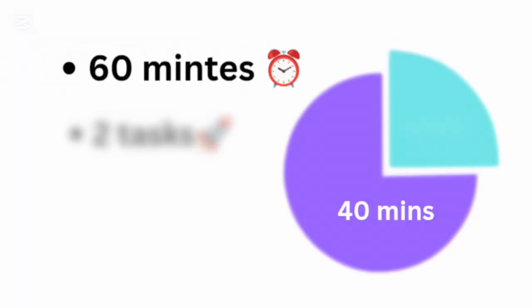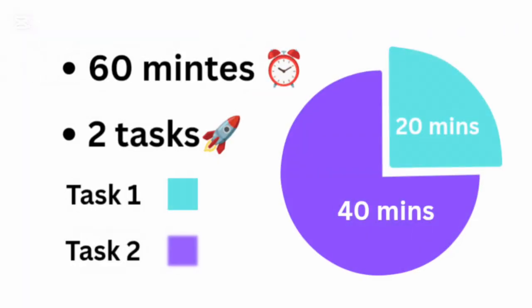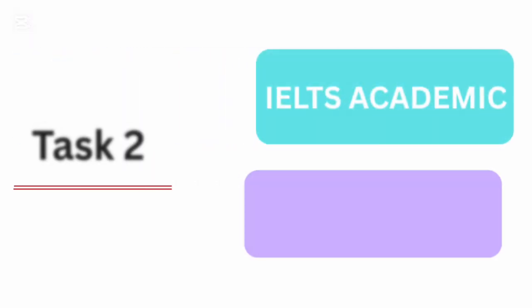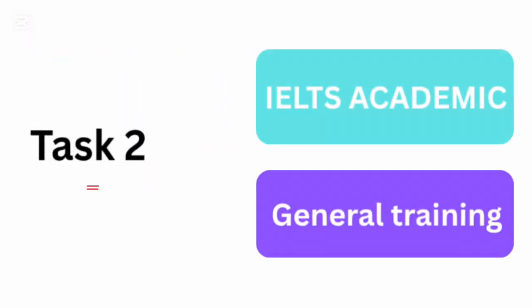In IELTS writing, we have a total of 60 minutes for 2 tasks. Task 1 is easier, while task 2 is harder. So you have to spend 20 minutes on task 1 and 40 minutes on task 2. The task 2 style is the same for both IELTS Academic and General Training.